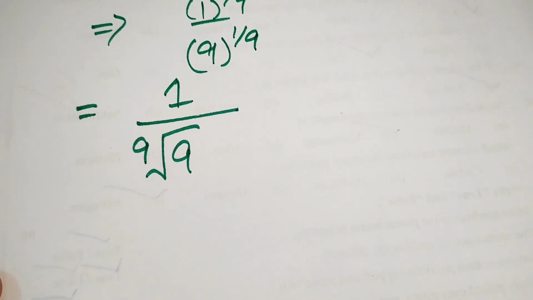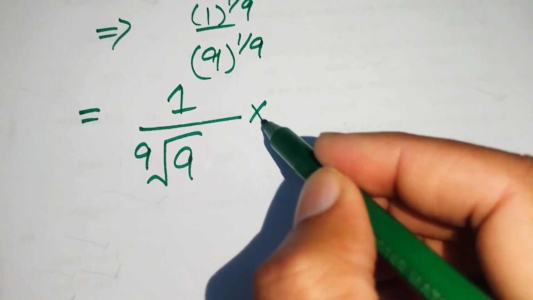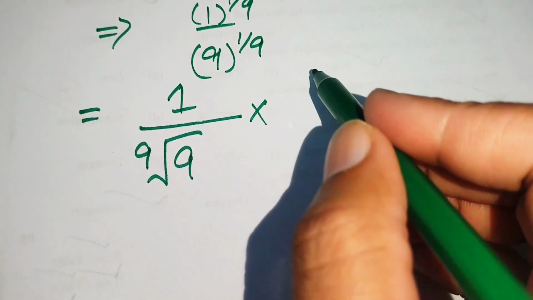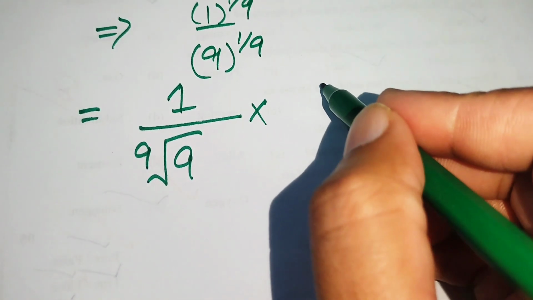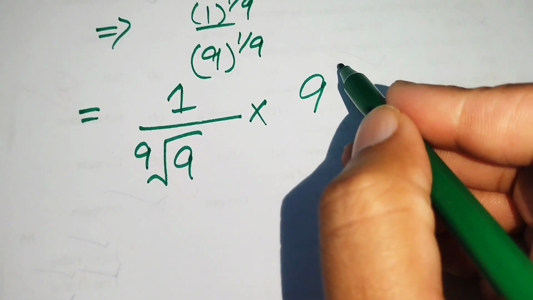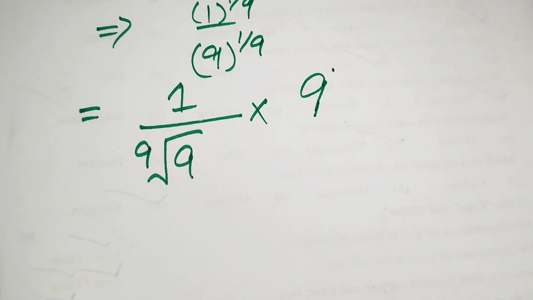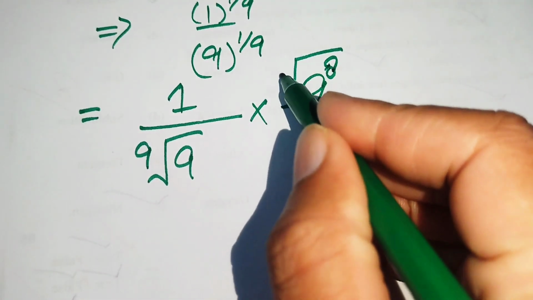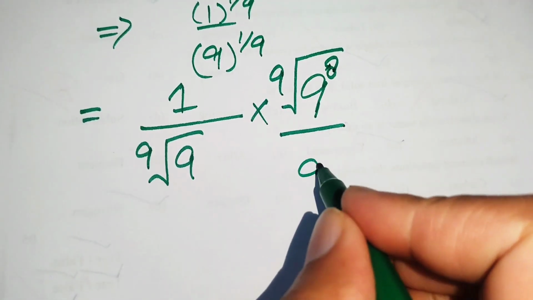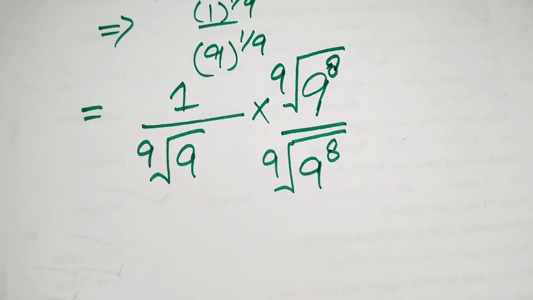Okay, so after that here we need to simplify this algebraic expression, so now we multiply and divide both the numerator and denominator by the ninth root of 9 to the power of 8. We multiply and divide by this term, 9 to the power of 8 and its ninth root.